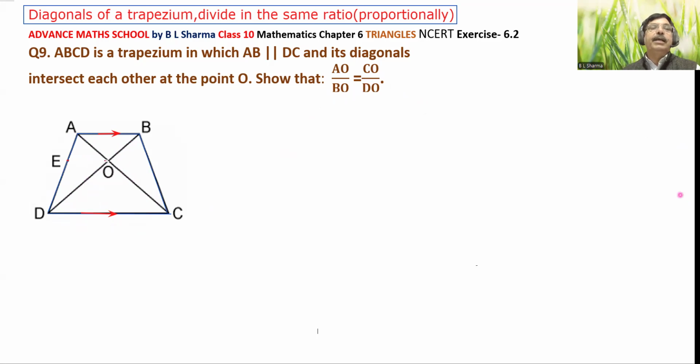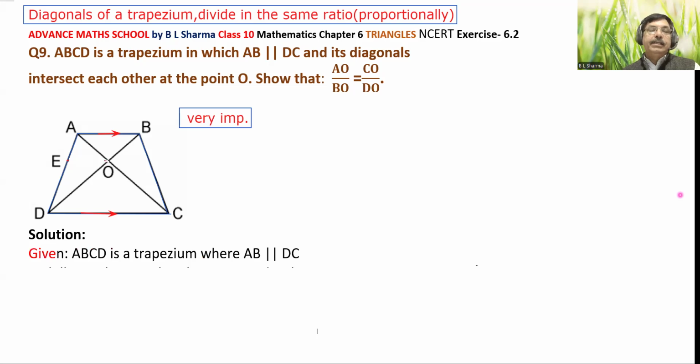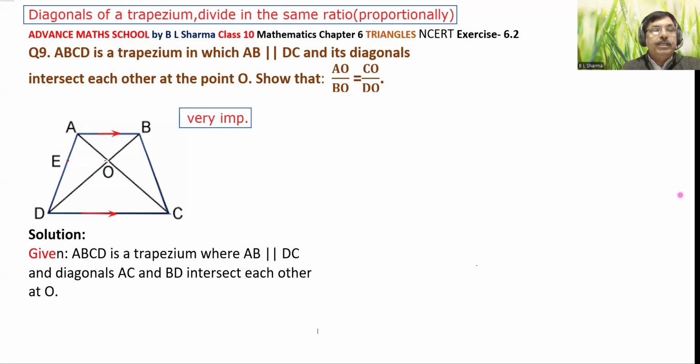क्या क्वेश्चन है? Diagonals of a trapezium divide in the same ratio. This question is very, very important. So given ABCD is a trapezium where AB is parallel to DC and diagonals AC and BD intersect each other at O. ये आपको इस तरह से एग्जाम में लिखना चाहिए.